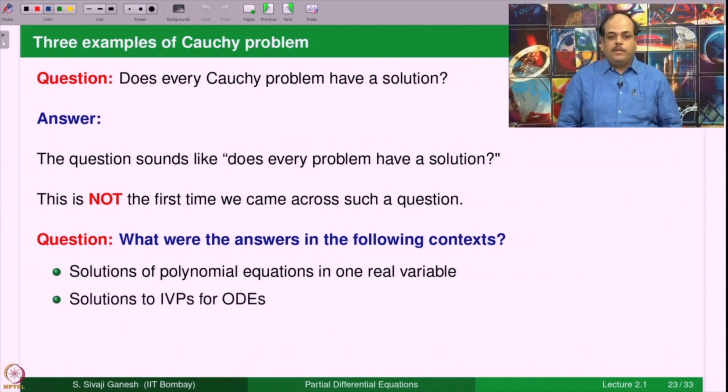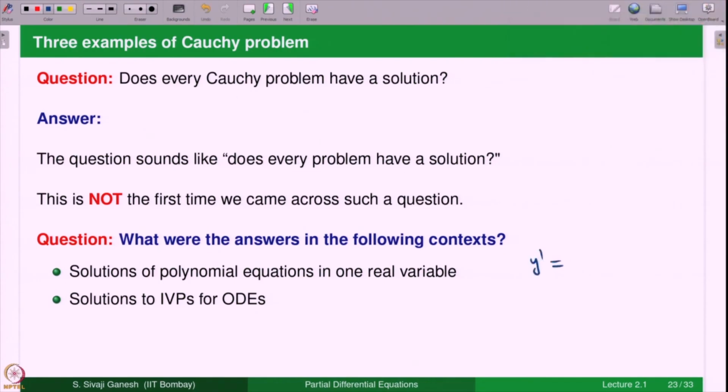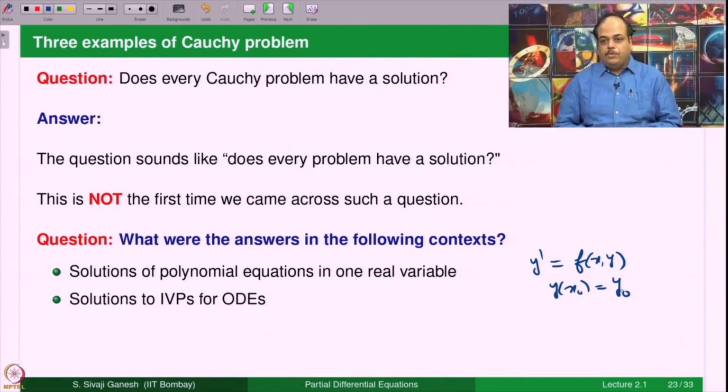Then solutions to initial value problems for ODEs. This is where we have seen Picard's theorem and Peano's theorem. In Peano's theorem, if the right hand side, let us say y dash equal to f(x, y), let us write it once. This is the kind of equation for which we have a theory, and this is the initial value problem. If f was continuous, we had Peano's theorem which said there is a solution. In addition, if f is Lipschitz with respect to the y variable, then Picard's theorem told us that it has a unique solution. And when you do not have a unique solution, you can easily show that you have infinitely many solutions.